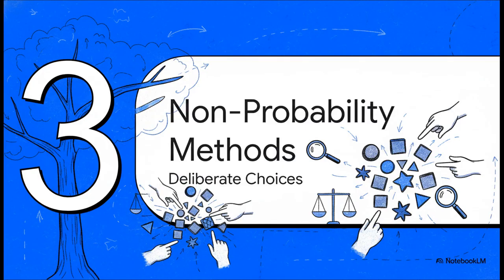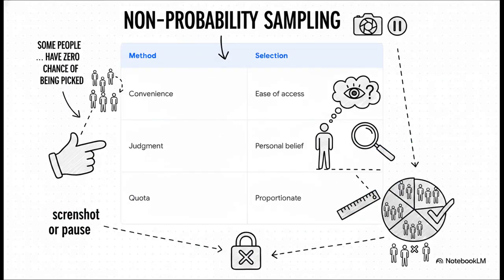All right, shifting gears to Section 3, non-probability, deliberate choices. This is when researchers step away from the random number generators and really just use their own judgment. Consider this your ultimate side-by-side study snapshot for non-probability methods. We're looking at convenience, judgment, and quota sampling. Now, in all three of these, the researcher is making a deliberate, conscious choice about who gets included. Which means, and this is key, some people in the universe have zero chance of being picked. Let's break down exactly how each one works.